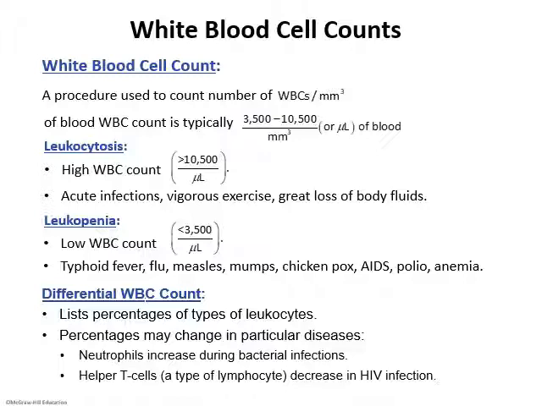Now, when we measure the white blood cells, we're not just measuring the total number, we're also going to figure out what the different percentage of the types of white blood cells there are. So if there's a high neutrophil count, we'll know that it's either something very acute or a bacterial infection. Eosinophils, well, it's allergies or parasitic worm infection. If there's too low a number of helper T cells, it could be due to HIV, and so on.